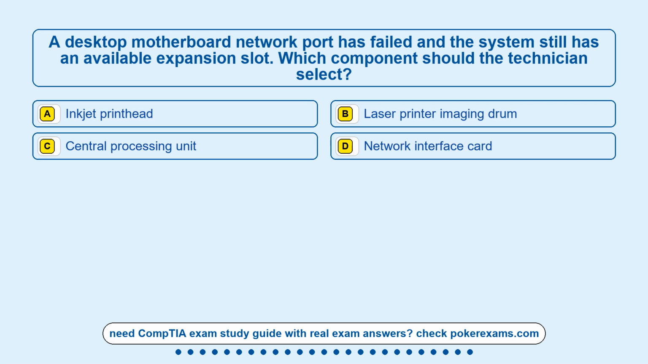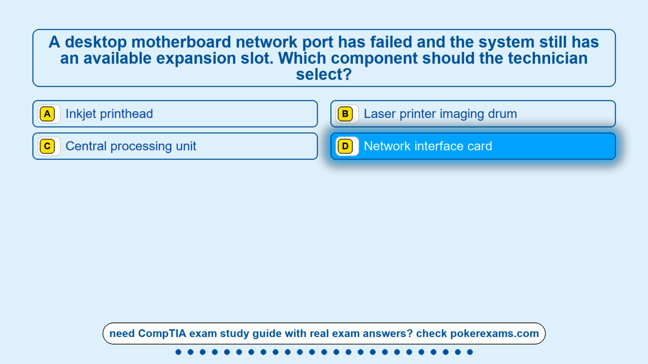Question 21. A desktop motherboard network port has failed and the system still has an available expansion slot. Which component should the technician select? Option A. Inkjet print head. Option B. Laser printer imaging drum. Option C. Central processing unit. Option D. Network interface card.